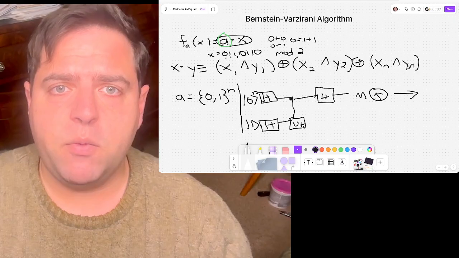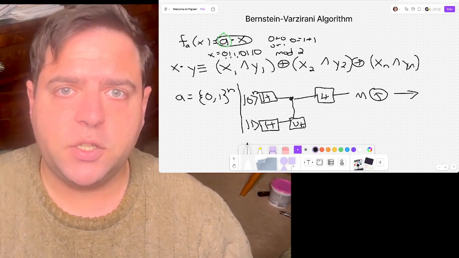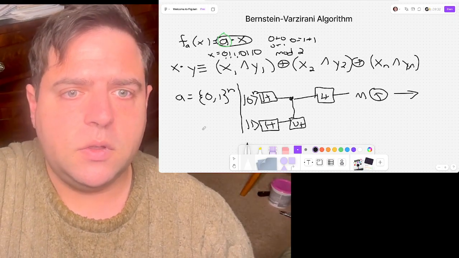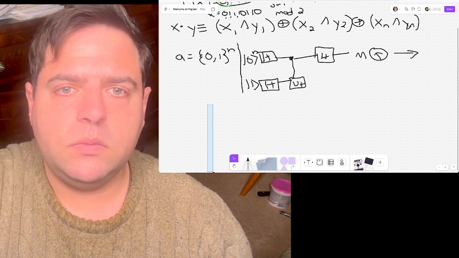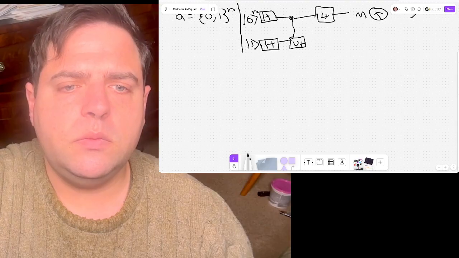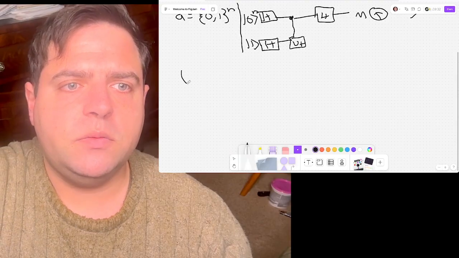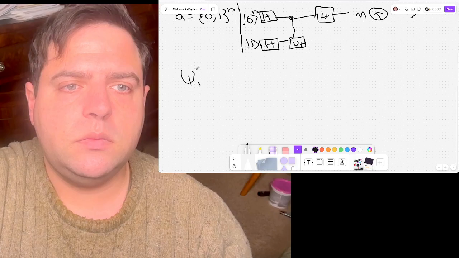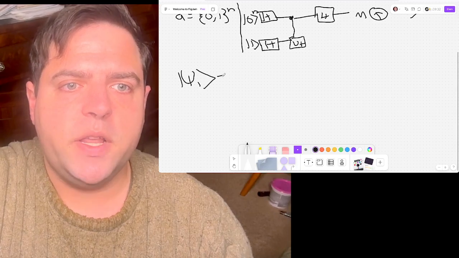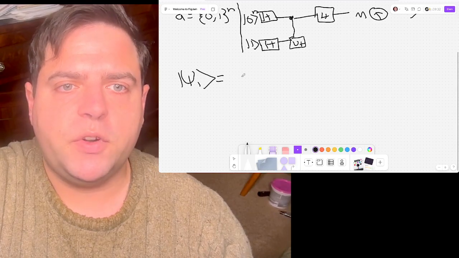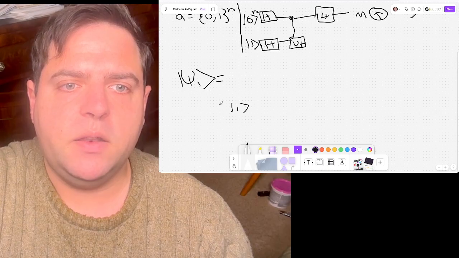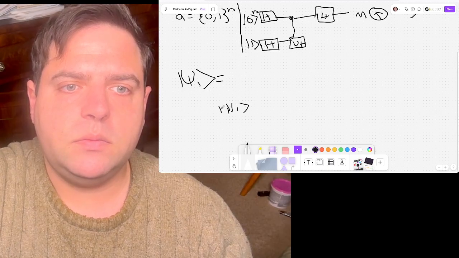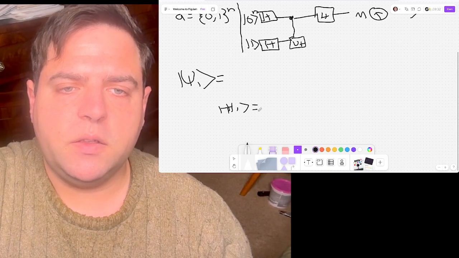So how do we actually execute this algorithm? Let's just take a look at how it goes. So we put it through the first Hadamard gates. And psi1 is the state of the system after it goes through the first Hadamard gates. The bottom gate, when we take a 1 and put it through a Hadamard gate, it just kind of looks like this.